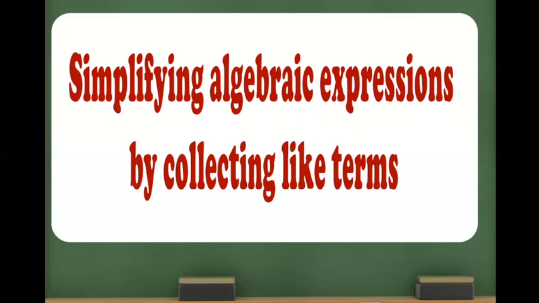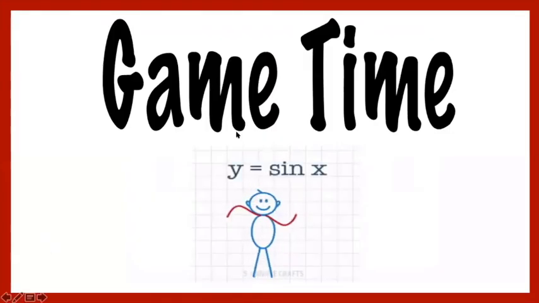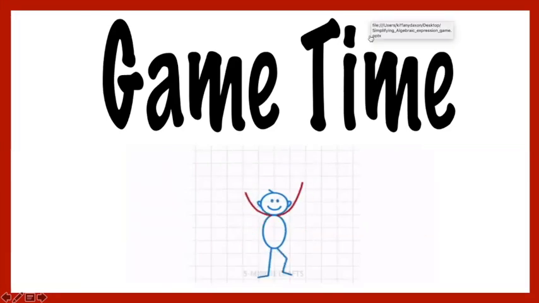Okay, in this game, you're going to be simplifying algebraic expressions by collecting like terms. So we have to pick a letter. You pick your letter, and we don't have to go in order. So what's going to be our first letter? Let's say I'm going to choose F. Let's go to F. Okay, give me one second. We're going to stop at F, but give me one second.